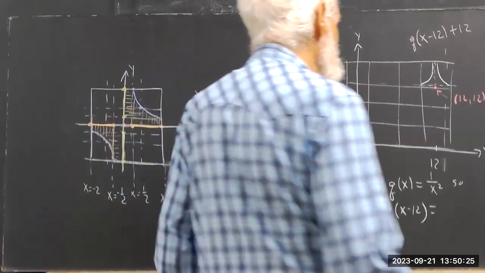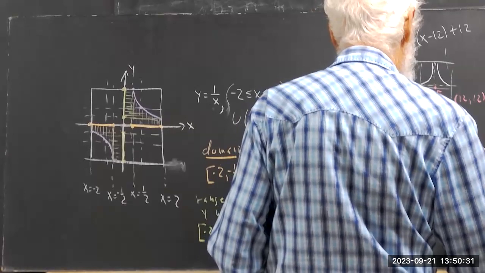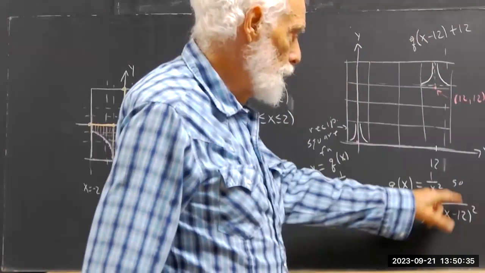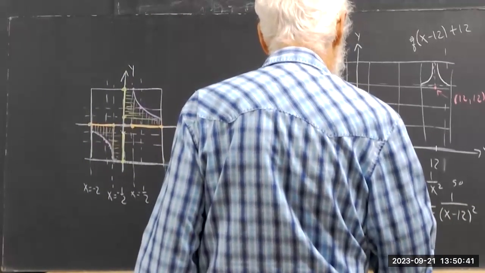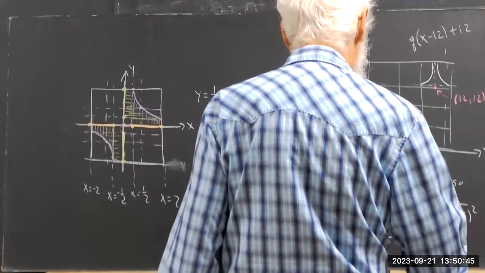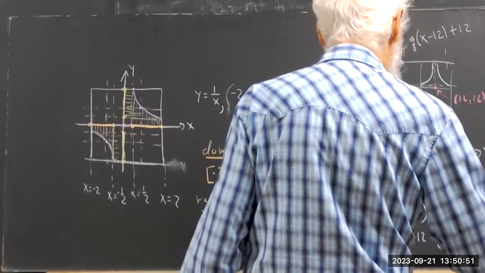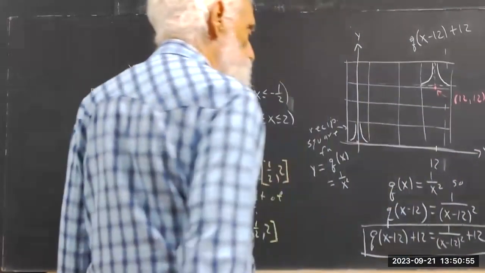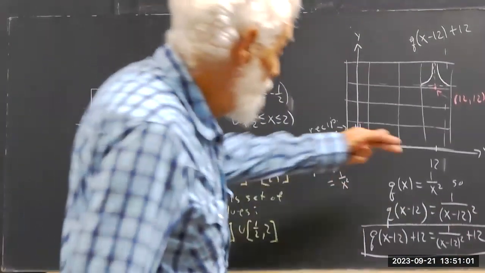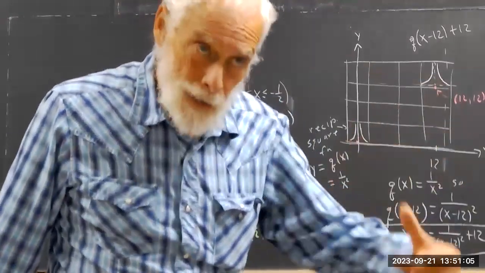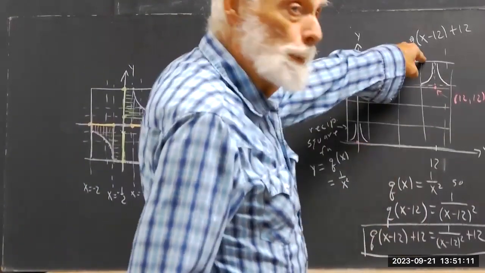Well, q of x minus 12, you replace x by x minus 12, so it should be obvious that instead of 1 over x squared, it's 1 over x minus 12 squared. So q of x minus 12 plus 12, well, is this. That should be obvious. If you have this lined up with the equal signs lined up, you can immediately see on your paper the connections and how you build up the formula for this function.